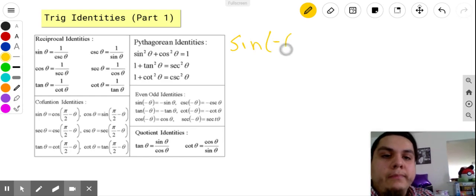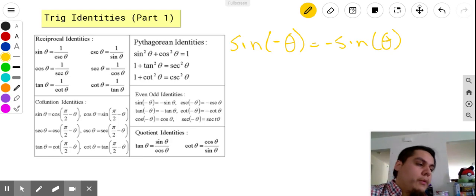negative theta, that should be the same as negative sine of theta. Okay. But why though? To look at this, I would recommend that we go back to the unit circle, right?